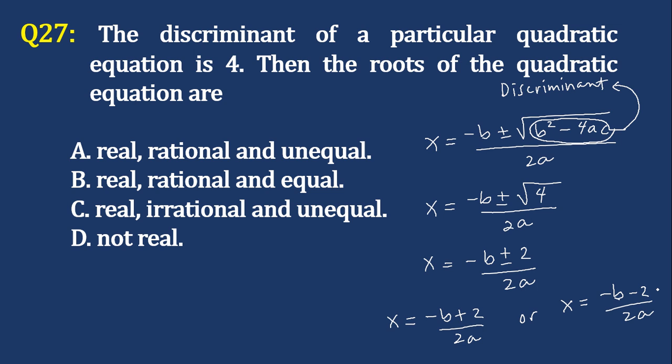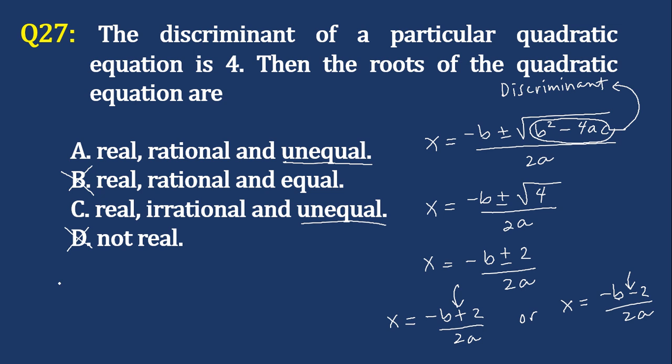Obviously, these two expressions are not equal. Why? Because you look at this, this is positive, this is negative. The denominators are the same, but the numerators are not equal. So obviously, these two fractions are different from one another. So the two roots are unequal. So automatically, we can eliminate letter B and letter D.